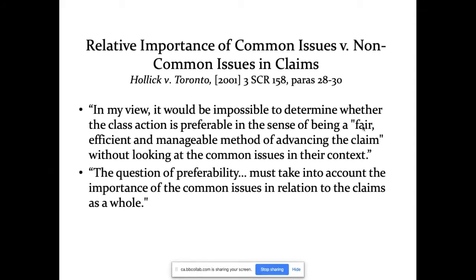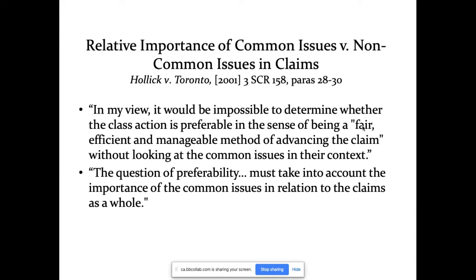So the question of preferability must take into account the importance of the common issues in relation to the claims as a whole, right? So this is kind of a subtle distinction, but on a plain reading of the Act, it seems like we just focus on the common issues. We just focus on what all the class members have in common, and we ask about preferability with regard to that. The Supreme Court of Canada says, no, we're also looking at how extensive the common issues are relative to the entirety of their claims. So if what they have in common is too small relative to the things that distinguish those class members' claims from each other, then class action is not going to be preferable.